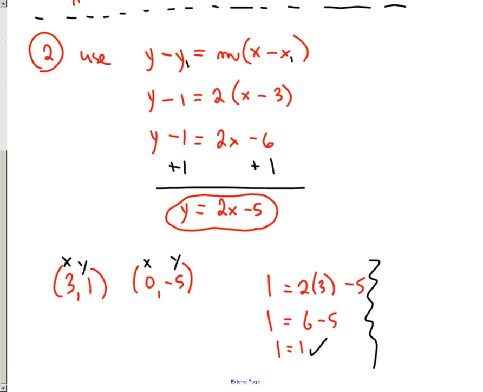Let's go try this one. -5 is the y. 2 times the x is actually a 0, and then minus 5. Well, 2 times 0 is 0, and 0 minus 5 is -5. So we know for sure that this equation does indeed go through these 2 points.